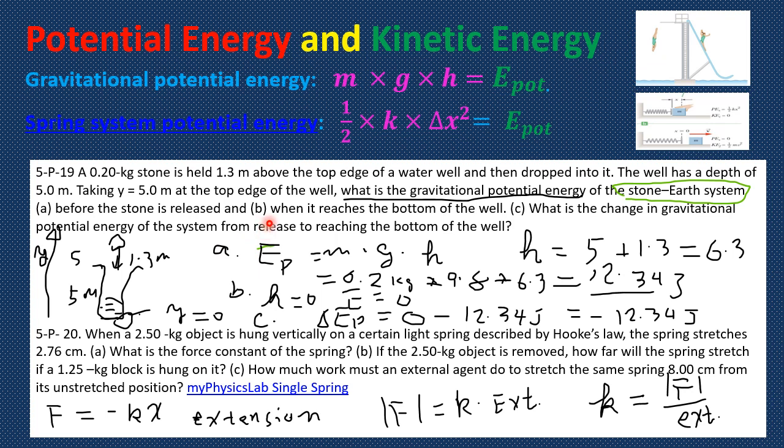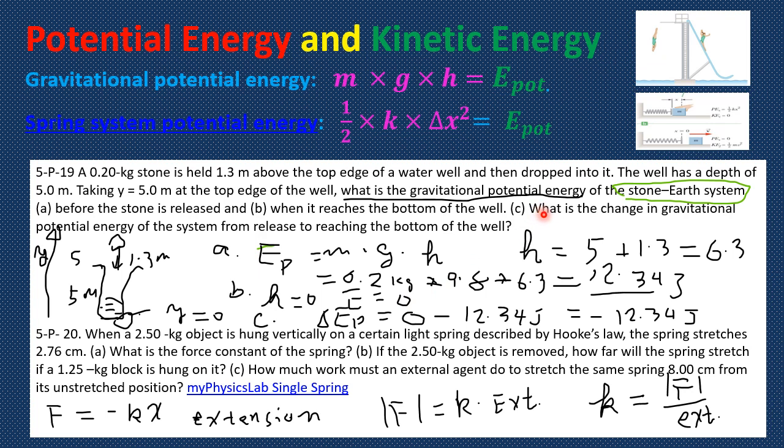Answer B, same question, when it reaches the bottom of the well. So boom, it goes to here. What is the potential energy? The question is simple. If you stick to this zero, it's at y equals 0, so you have zero potential energy. So mgh, since h is 0, at the bottom it is 0. That's done. B is 0.